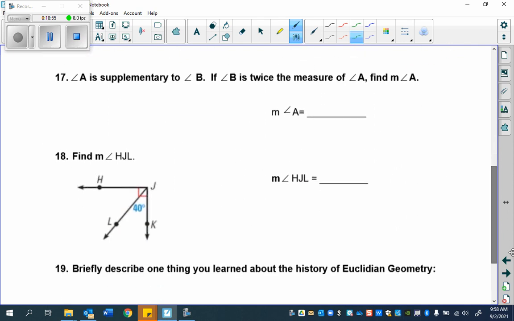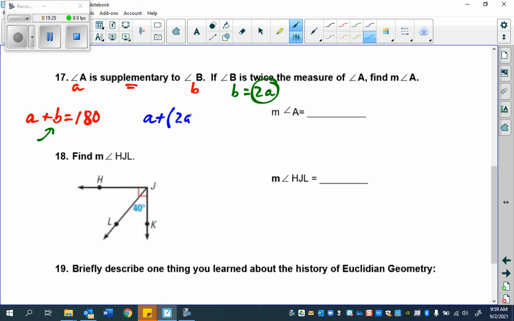Okay, A is supplementary to angle B, so if I'm going to go ahead and call this A and this B, because they're supplementary, I know that A plus B is going to be 180. If the measure of angle B is twice the measure of angle A, I can go ahead and substitute this in for B. So when I solve that, I can say A plus 2A is equal to 180. 3A is equal to 180. So A is going to be equal to 60. So the measure of angle A is 60 degrees.